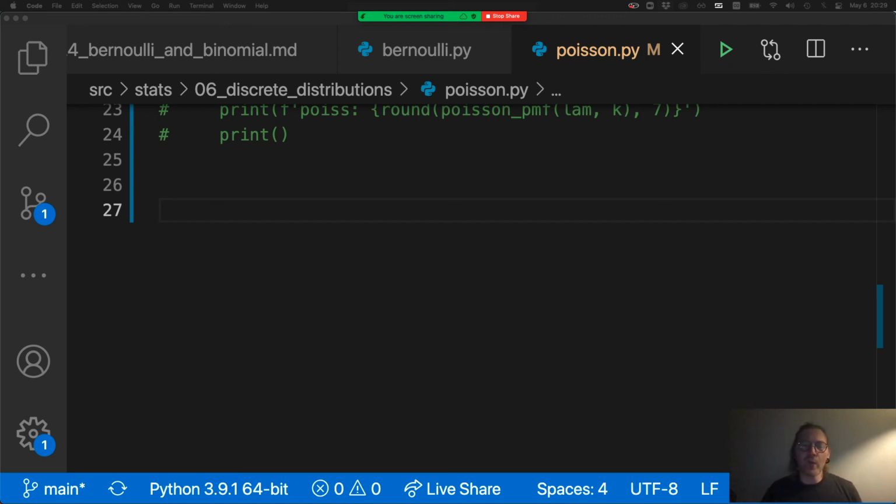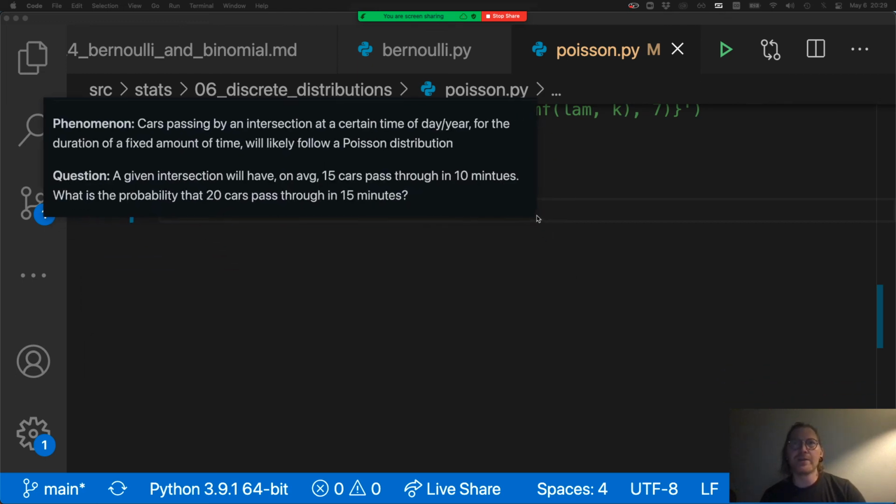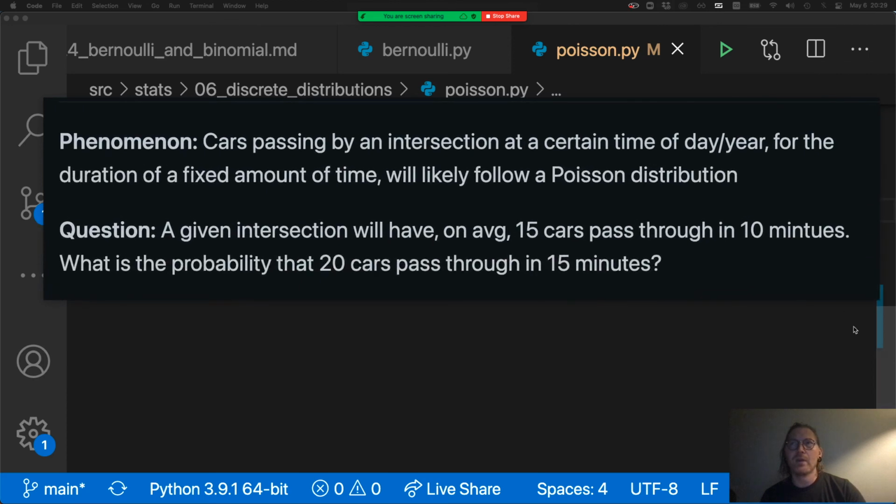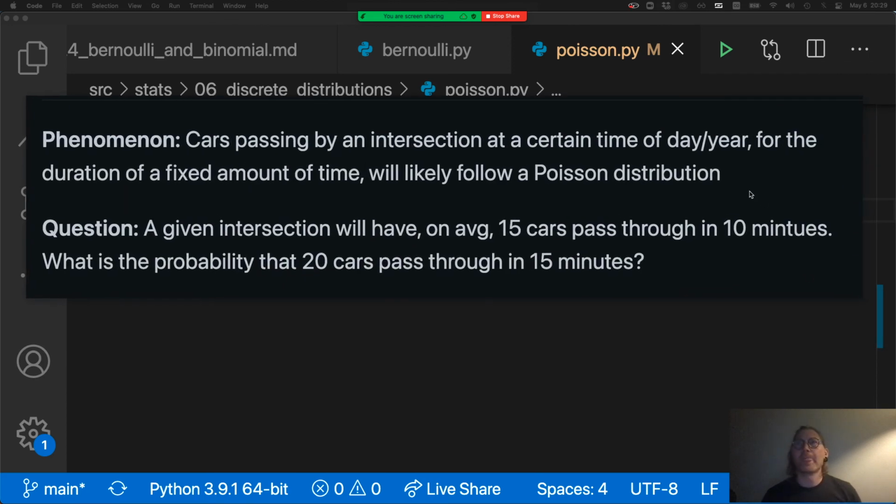It's just the discovery of Euler's number in a few different places, and I want to encourage you to explore these things using Python to the best of your ability. Okay, so let's talk about a Poisson type phenomenon and a related question.